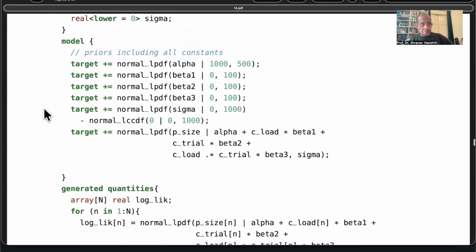And then because all the parameters need priors in the model block, we define the priors just like always. So I don't need to explain that. And here we have the normal log PDF that specifies the model, the linear model, the multiple regression that we are doing. Main effect intercept, main effect of load, and main effect of trial, and the interaction, right? So that's all familiar, nothing new there.